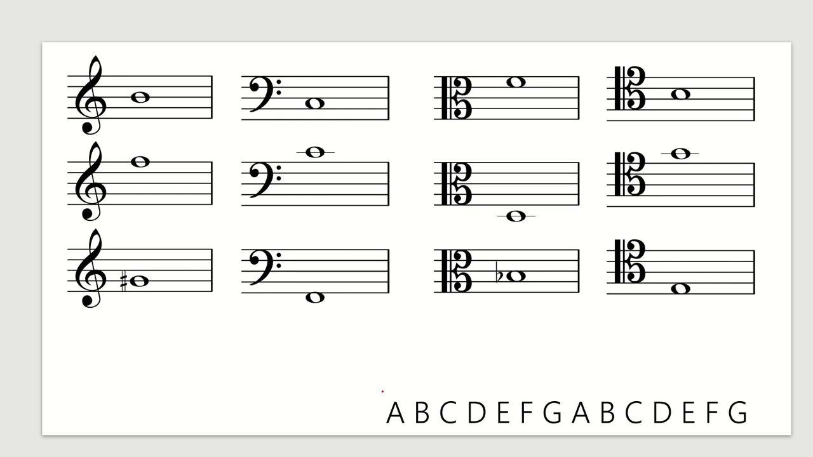Just as a quick note, if you're kind of new to the English system of music notation, remember that we start on the note A, B, C, D, E, F, G, and when we get to G, we loop back to A. So this question is really just asking, what note is this? What note is this? What note is this? And being able to read it against the clef.